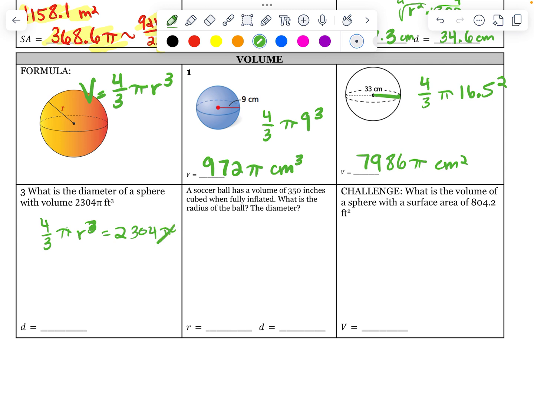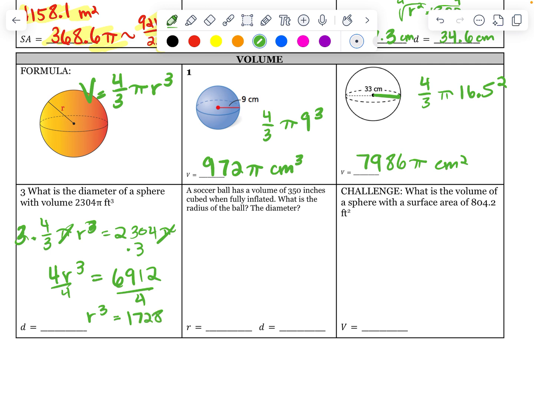All right, let's divide both sides by pi because that's the easiest one. Now, to get rid of 4/3, I'm going to times 3 and then divide by 4. So let's go ahead and just do our times 3, because that's a divide by 3, right? So 4r cubed equals 2304 times 3, 6912. All right, now divide by 4, divide by 4. R to the third equals 1728. Okay, now cube root.